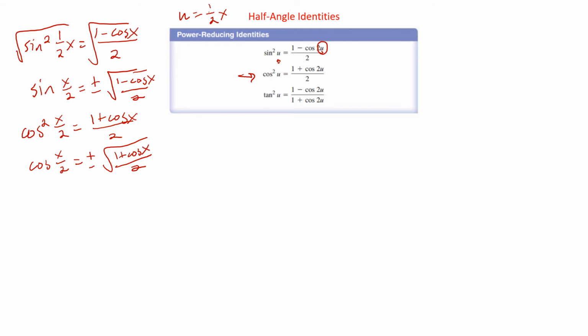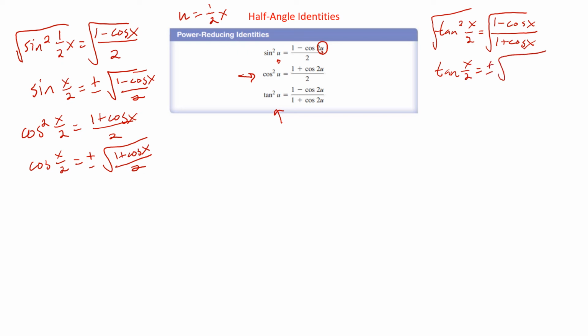The tangents, we actually have a few for tangent. One, we would just square root this, right? So we'd start out with tangent squared of x over 2 equals (1 minus cosine of x) over (1 plus cosine x). So we square root, we get tangent of x over 2 equals plus or minus the square root of (1 minus cosine x) over (1 plus cosine x).